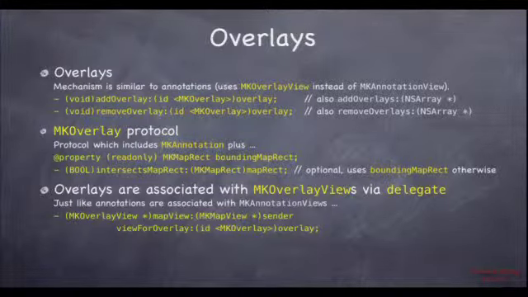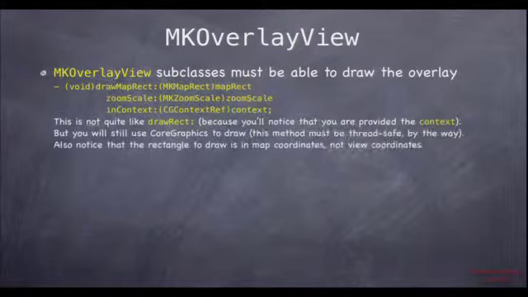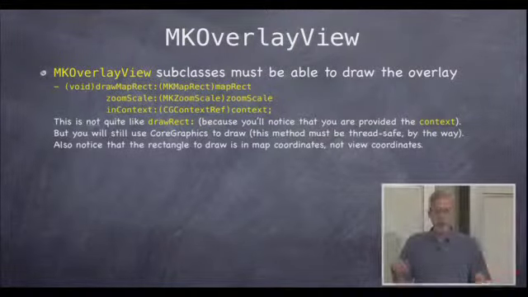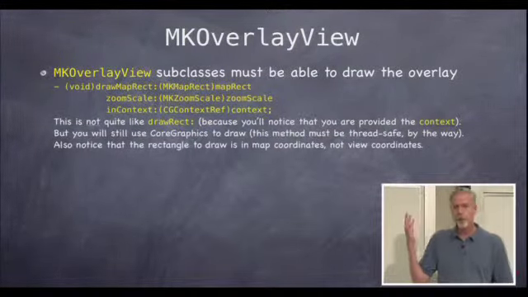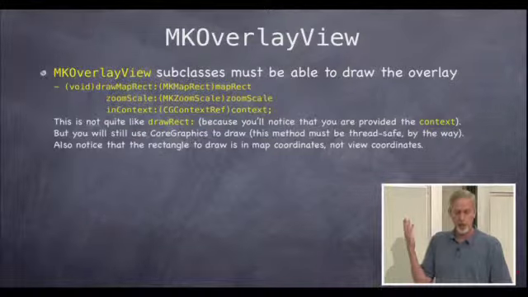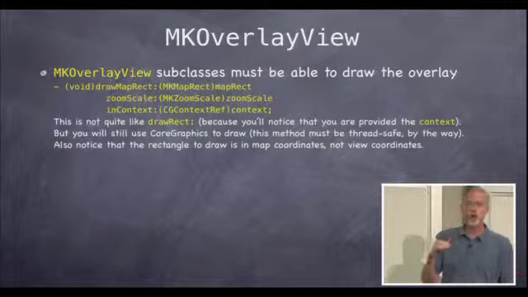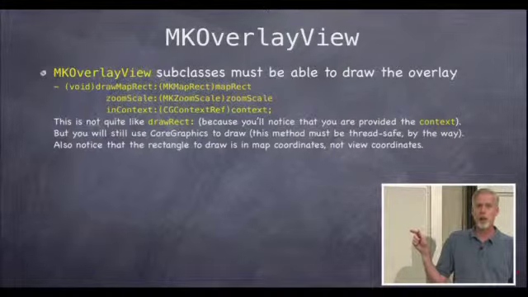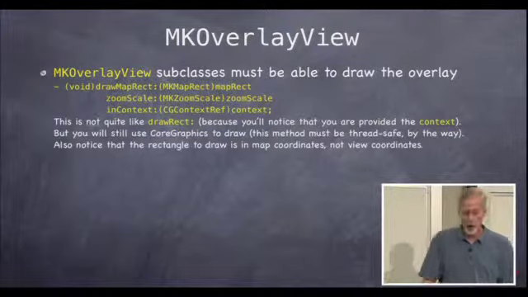And then there's also the same mechanism like cell for row at index path or view for annotation, where it's going to say, oh, here's an overlay, give me an MKOverlayView. And now an MKOverlayView is something that basically implements a draw rect-like thing. It's not called draw rect, it's drawMapRect:zoomScale:inContext. So notice you're getting the drawing context here. So it's different than draw rect in that you don't call UIGraphicsGetCurrentContext. It gives you the context. Then you do your Core Graphics drawing.